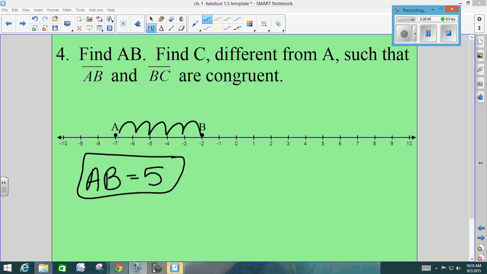The second part says find point C different from A so that AB is congruent to BC. What does it mean to be congruent? Same length, right? Okay, so I need segment BC to be 5 also. C should be at 3 then? You guys agree? Yeah. 1, 2, 3, 4, 5.